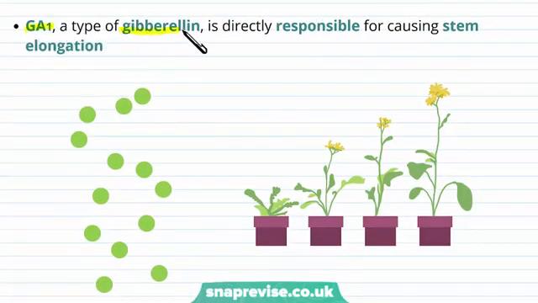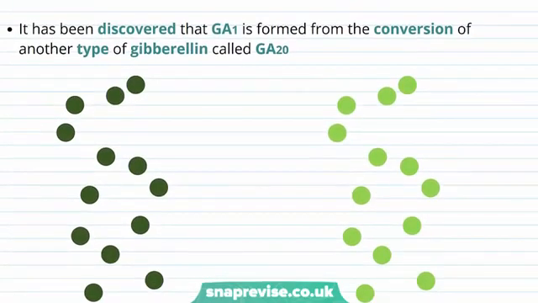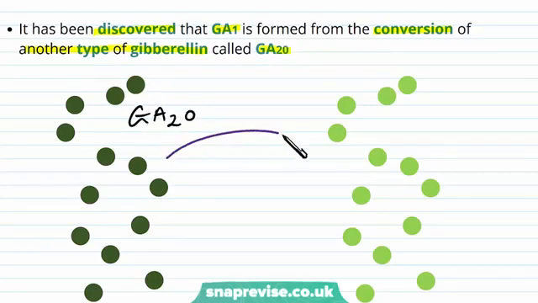GA1 is a type of gibberellin, and it's directly responsible for causing stem elongation. So again, another type of gibberellin is the GA1 molecule, and this one stimulates the stem to start elongating and makes the plants grow taller. It's more recently been discovered that the GA1 molecule is formed from the conversion of another type of gibberellin, which is known as GA20. So the GA20 molecule is the original form, and this gets converted in a process to the GA1 molecule. So again, two different types of gibberellins, one is converted into the other.